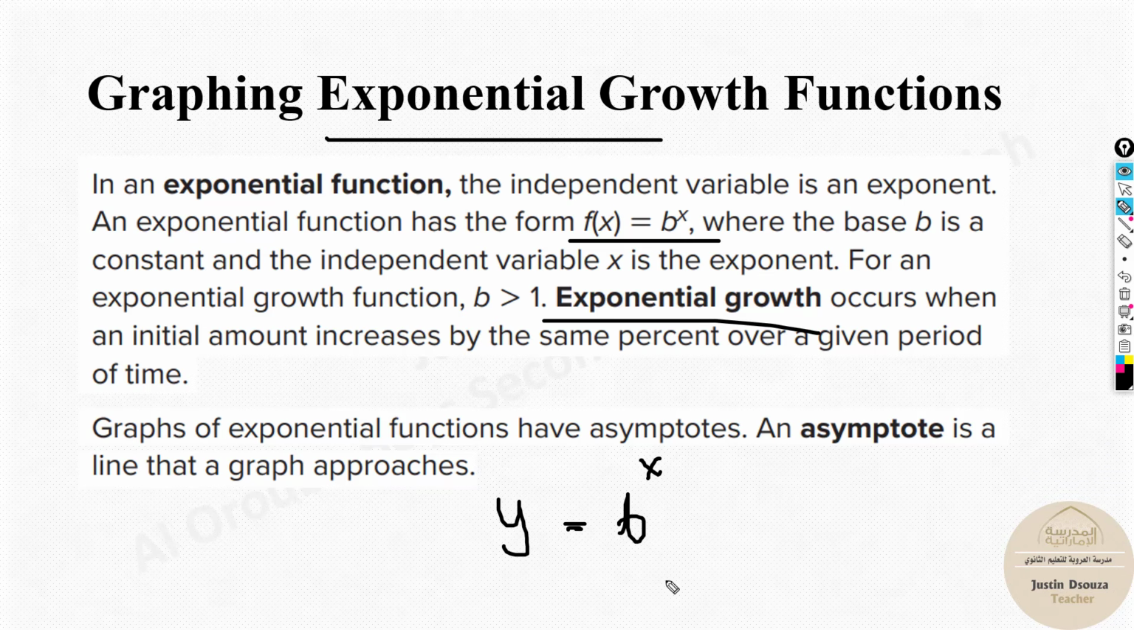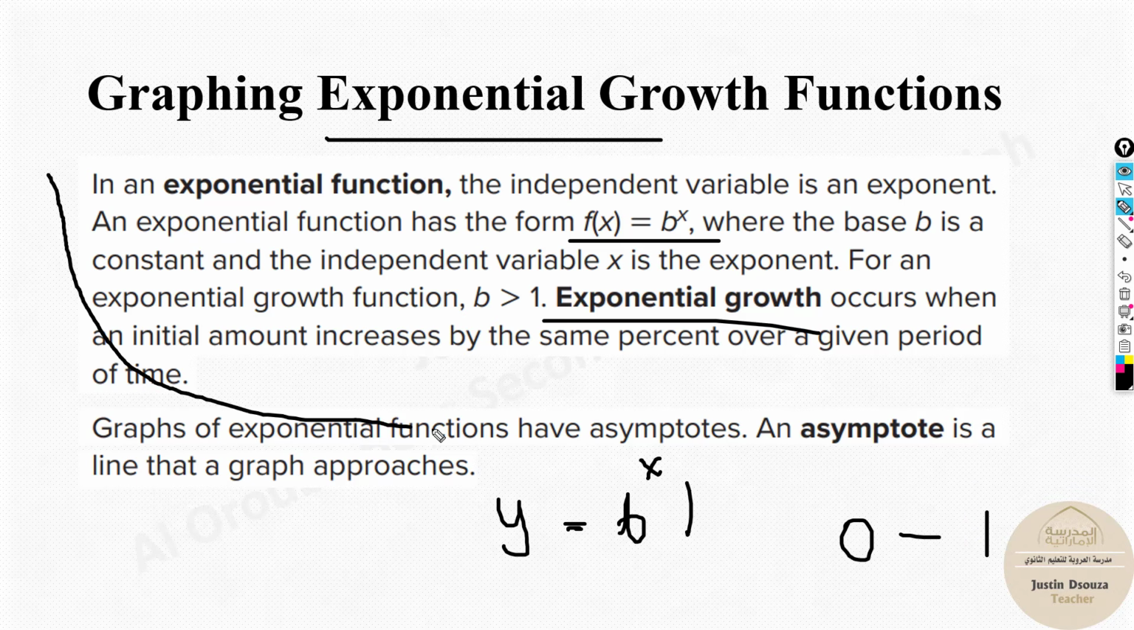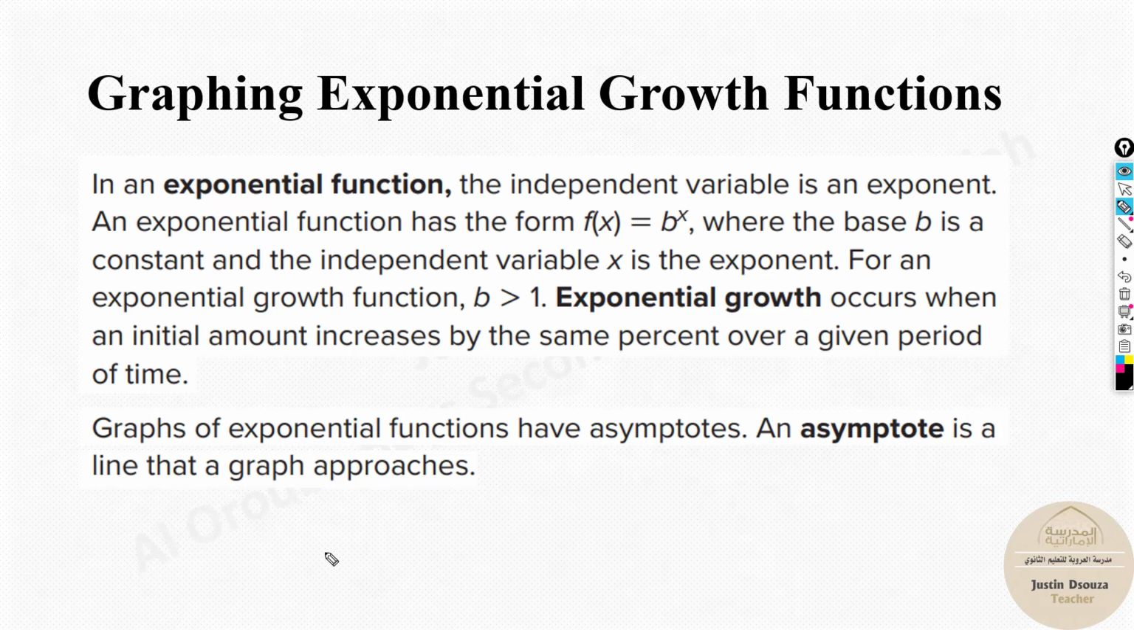For growth, this base must always be more than 1, whereas for decay it must be from 0 to 1. That's it. If you have 1, then anything to the power 1 will be the same thing, so it's just a flat line. Whenever the base is greater than 0 and less than 1, it is a decay function. The decay would be something like this, going down. Whereas for a growth function, when the base is more than 1, it goes upwards.